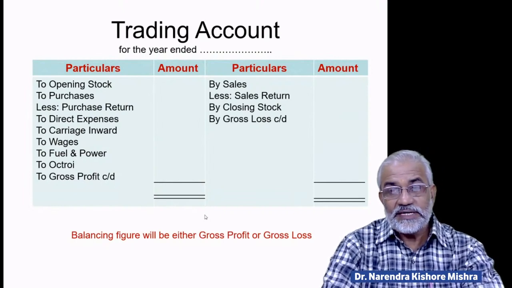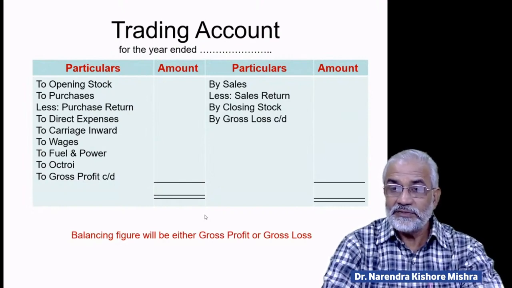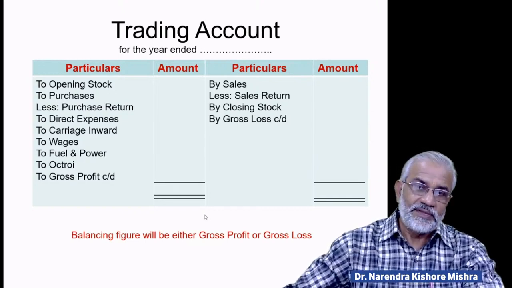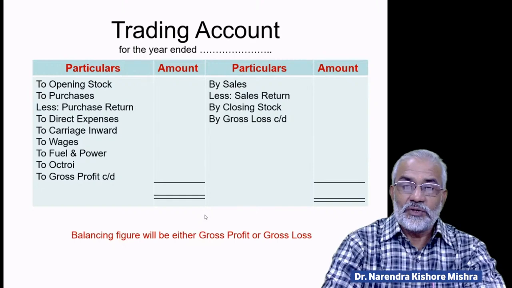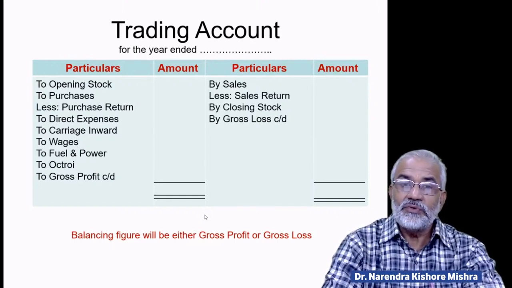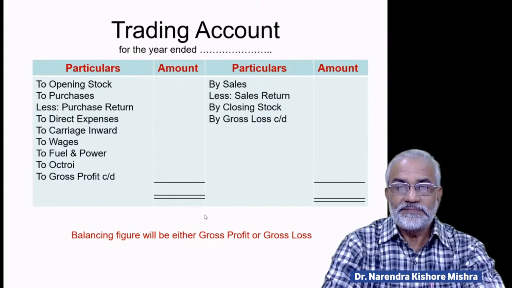If you refer to the credit side of the trading account, the first item would be the sales. Sales means the gross sales incurred during the year. From that gross sales, if there is any sales return during that particular year, that has to be deducted. The next item is the closing stock. Closing stock means the stock at the end of the period for which the trading account is being prepared.